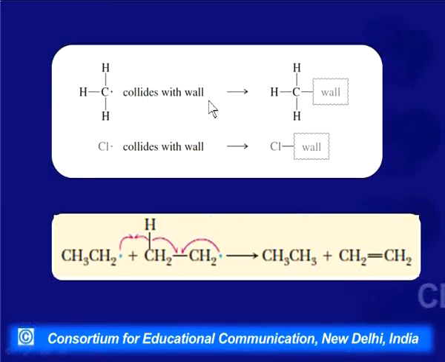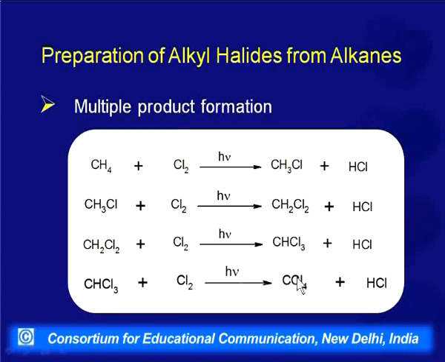See, this is the collision. The radical is getting collided with the wall, the methyl also, the chlorine radical also, and this is one way. And this is the disproportionation reaction, wherein the methyl radical will combine with another radical and lead to the formation of a double bond and a saturated compound, that is the ethane molecule. This is the way it gets terminated.